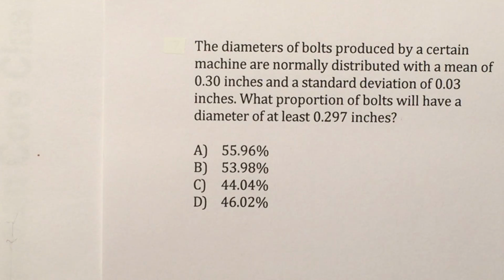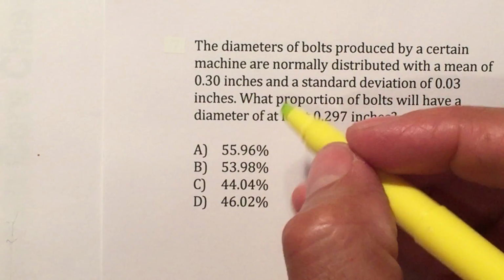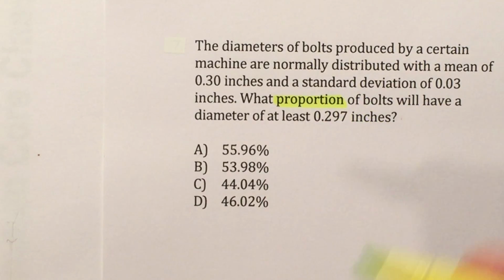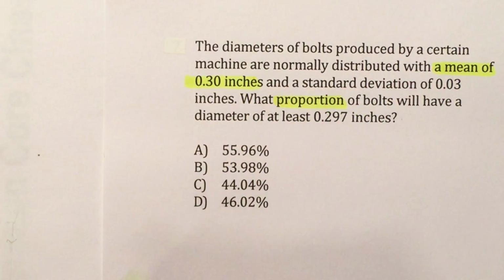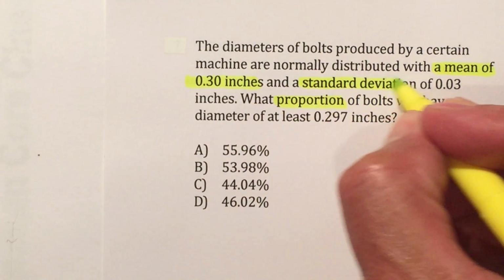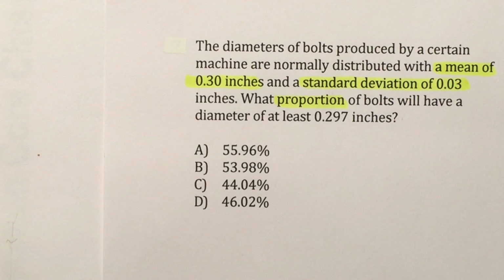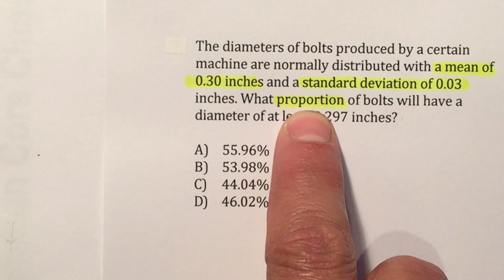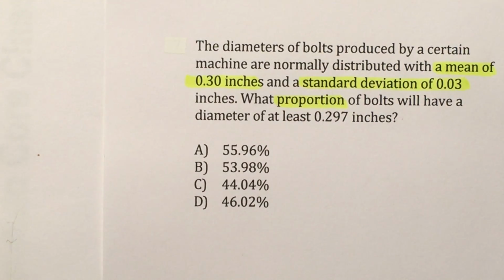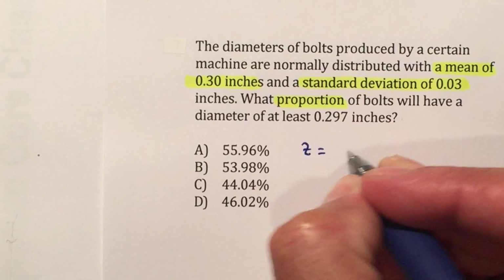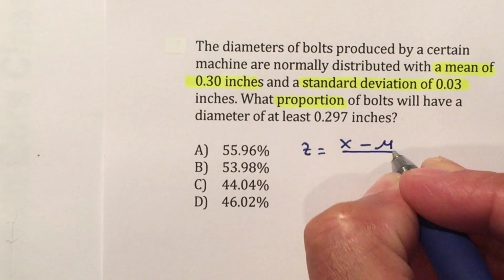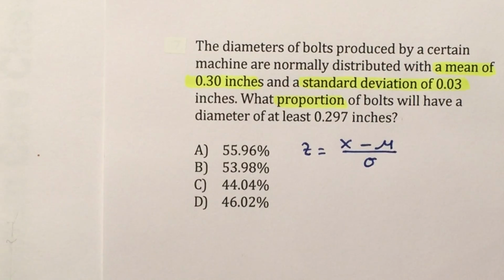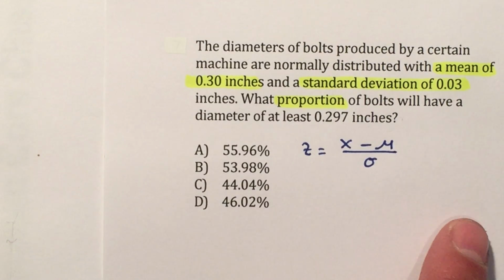Now remember that whenever they are asking you for a proportion, they're asking you for a percentage. And they give you the mean to be 0.30 inches and a standard deviation of 0.03. So in order to find the proportion, we are going to have to find our z value using our z formula, which is x minus the mean divided by the standard deviation. Once you find your z value, you're going to look up on your chart to find the percentage.